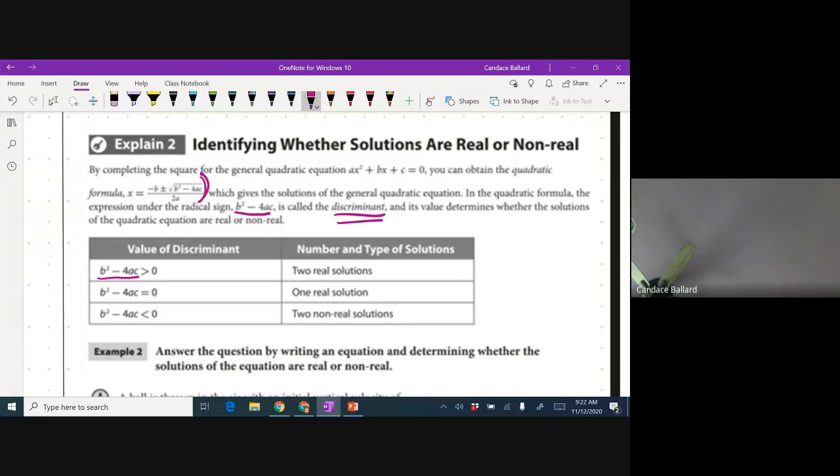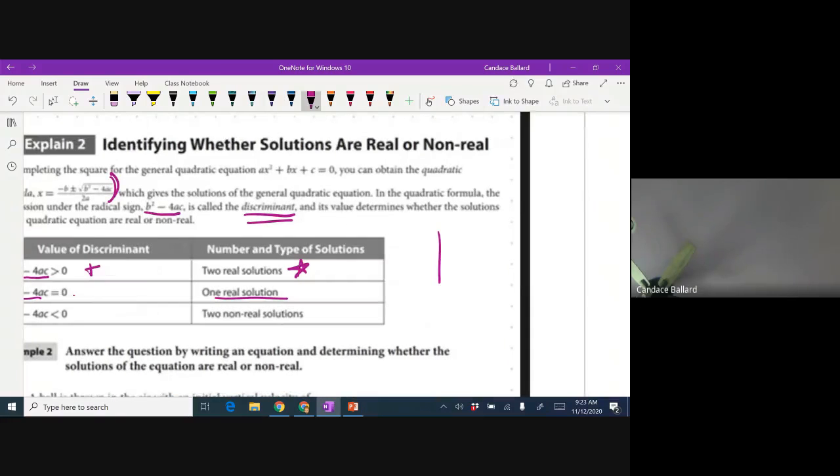Tell me, what does greater than 0 get? All right, we are definitely understanding that that has to be a positive number. So when I get a positive number in the discriminant, that means I will have two real solutions, okay? When my discriminant is exactly equal to 0, that's where I get one real solution.